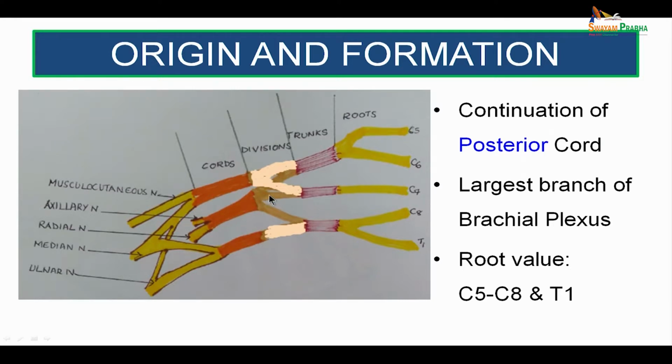In other words, posterior cord contains elements from all the 5 nerves C5 to T1, and radial nerve being considered as a continuation of the posterior cord, now carries all the fibers from C5 to T1, and so we rightly call the root value of a radial nerve as C5 to C8 and T1.